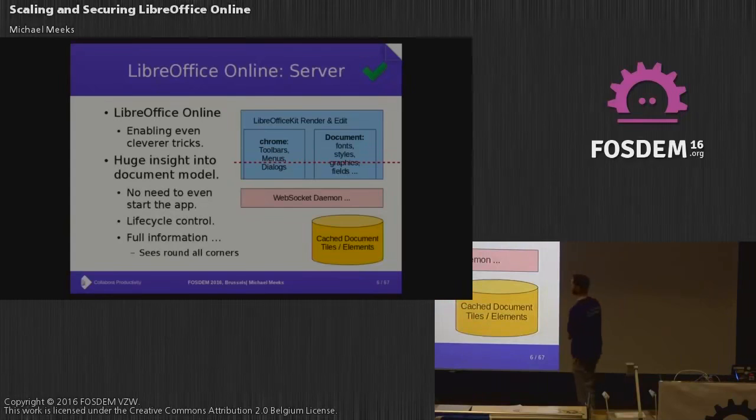However, LibreOffice Online has none of these problems. So we can enable all sorts of even more clever tricks inside because we know what is down the page. Isn't that clever? So it's happening at a totally different layer of the stack. And that gives us just a huge insight into the document model. In fact, we don't even need to start the application in order to provide you with the pages that we know are going to be there.